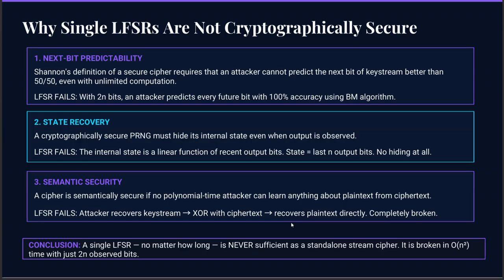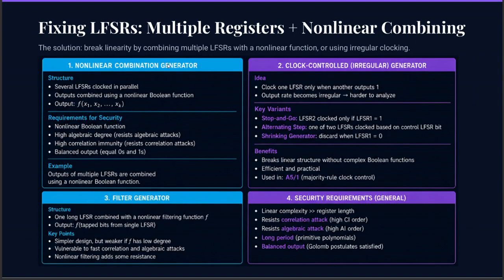So, how did engineers try to improve LFSR security? The main idea was to break linearity. One method is combining multiple LFSRs together. Instead of directly outputting one register, the outputs are combined using a nonlinear Boolean function. This increases unpredictability. Another method is irregular clocking. Instead of clocking every register during every cycle, certain registers are clocked conditionally. This destroys the simple linear structure and makes it harder for the attacker.